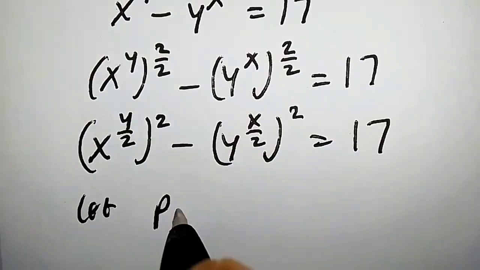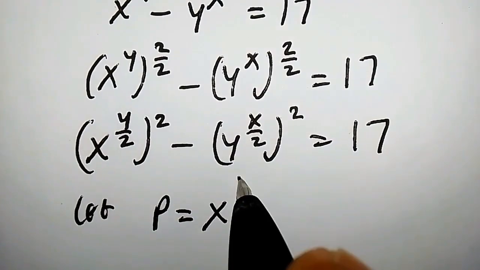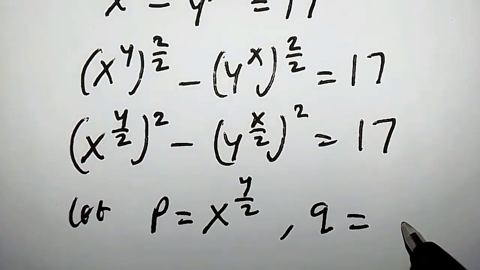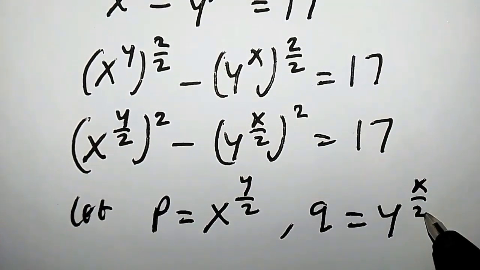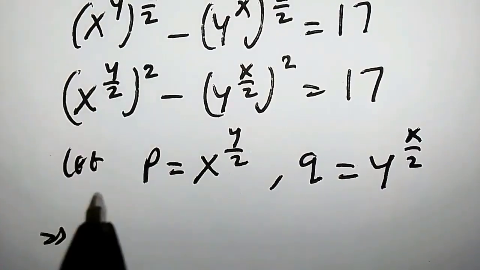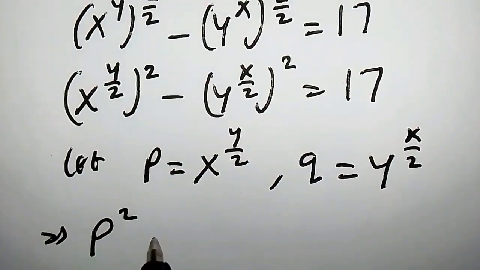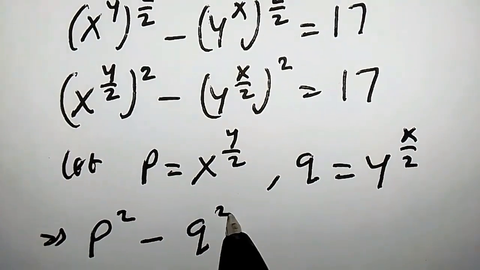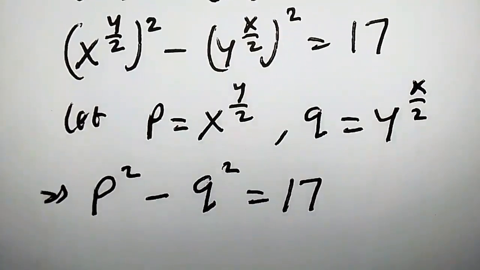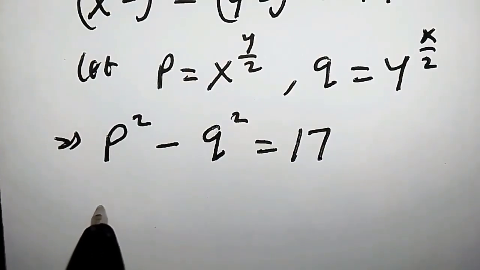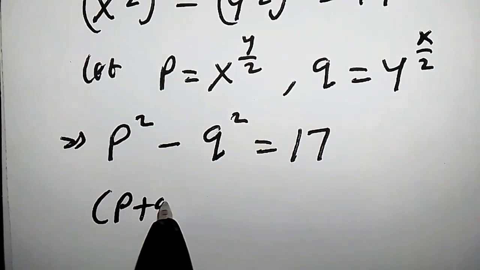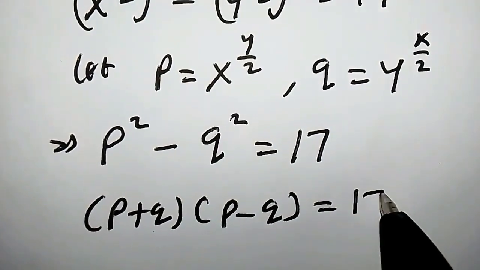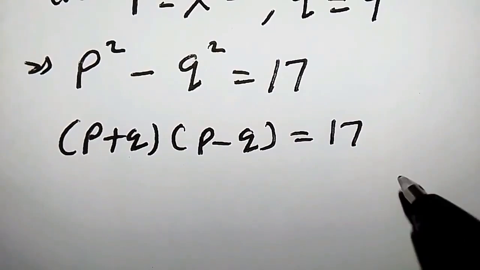Let p equal x raised to y over 2 and q equal y raised to x over 2. This means that in place of this, we just write p square minus, in place of this, we write q square, equal to 17. P square minus q square is a difference of two squares, which is p plus q times p minus q equal to 17.